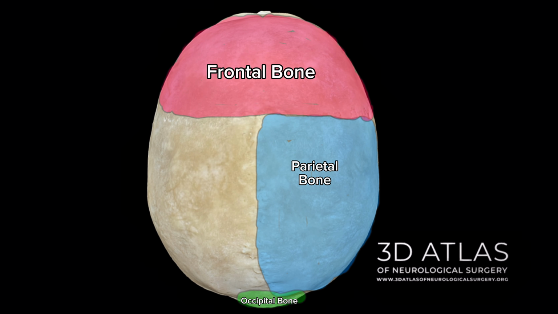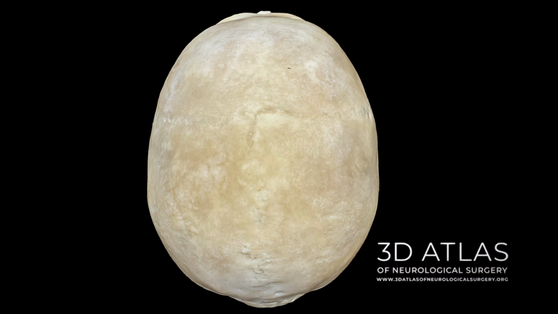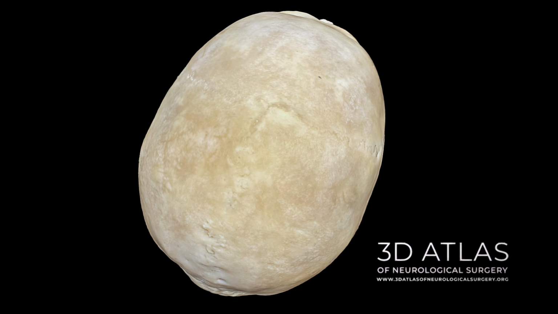The most prominent feature visible from this view is the central articulation between the two parietal bones, the sagittal suture. Running along the midline from anterior to posterior, it divides the cranial vault into symmetrical right and left halves. This suture is typically serrated and forms the longest midline joint on the external skull.